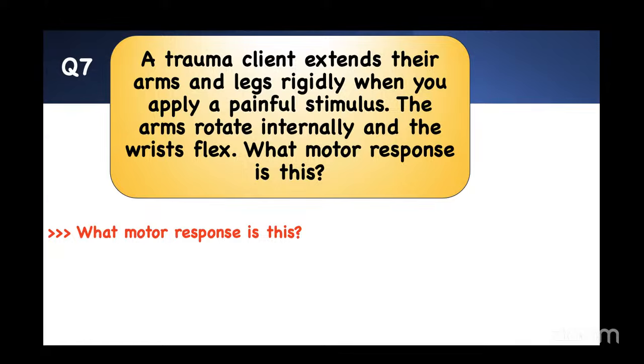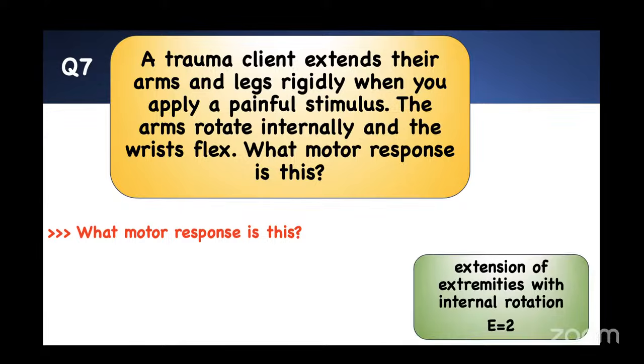5, 4, 3, 2, 1. Strategy. You know they're doing something, so they're not going to get 1. You know they're not following commands, therefore they're not going to get 5. There's no localization and there's no withdrawal. So you're left with what? Extension and flexion. They get either 3 or 2. How do you know this is 3 or 2? That means decerebrate or decortication.